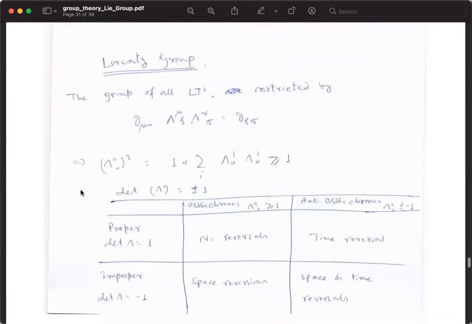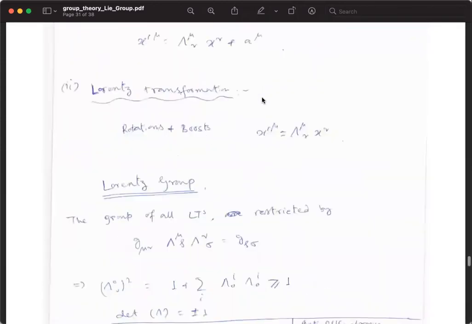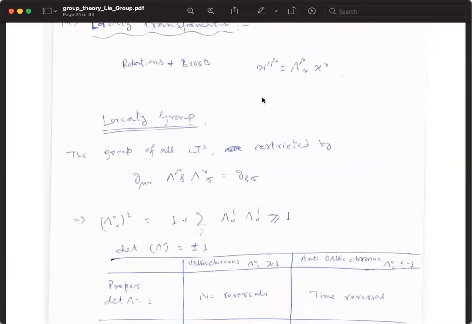So now, what is this Lorentz group? We have learned about the Lorentz transformation. All such Lorentz transformations form a group which is restricted by this metric relation, and this is the Lorentz transformation matrix. There are two things you have to remember: metric and matrix. This is the metric and this is the matrix. All the transformations satisfying this form a group which we call the Lorentz group.